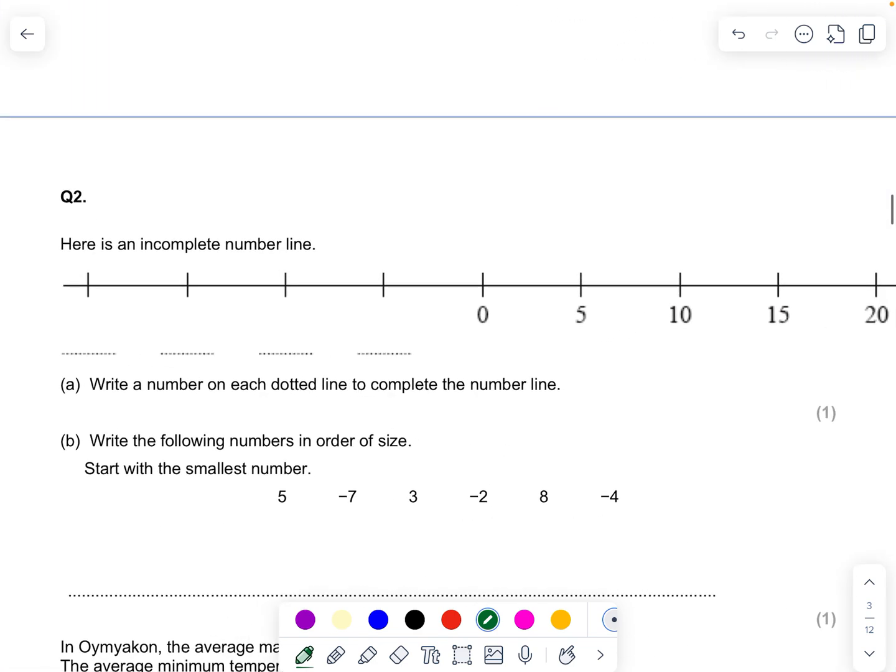Here is an incomplete number line. Write a number on each dotted line to complete the number line. So yeah, working backwards, you can see it's going up in 5. So that should be minus 5. That should be minus 10. That should be minus 15. And that should be minus 20. So it is going up in 5s. Next one.